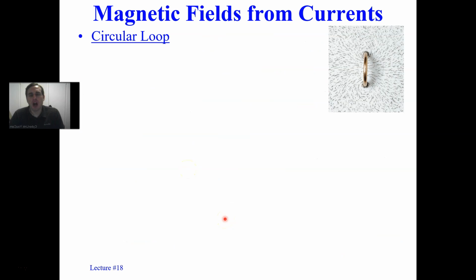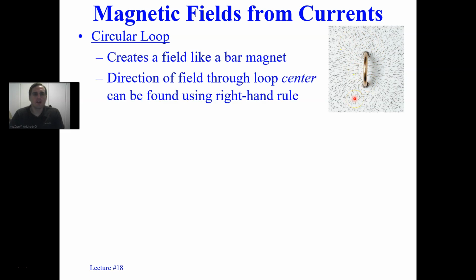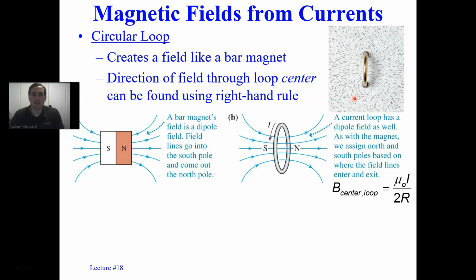So here's a couple geometries you should be aware of in terms of magnetic fields. What about a circular loop? Notice that the magnetic field seems to go straight through and seems to circulate around the edges here. Okay? So it creates a field that looks a lot like a bar magnet. And the direction of the field through the loop's center can be found using the right-hand rule.